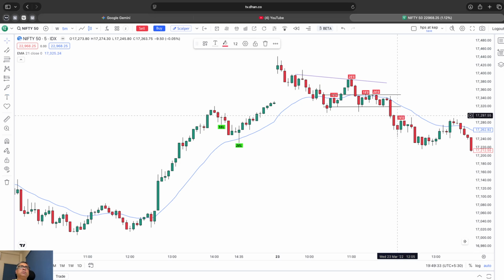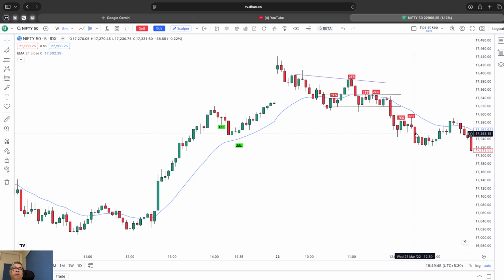First entry short. This bar, this hammer, broke the low of the previous bar, and then the spin bar. This is second entry short because the next bar broke the low of this one.